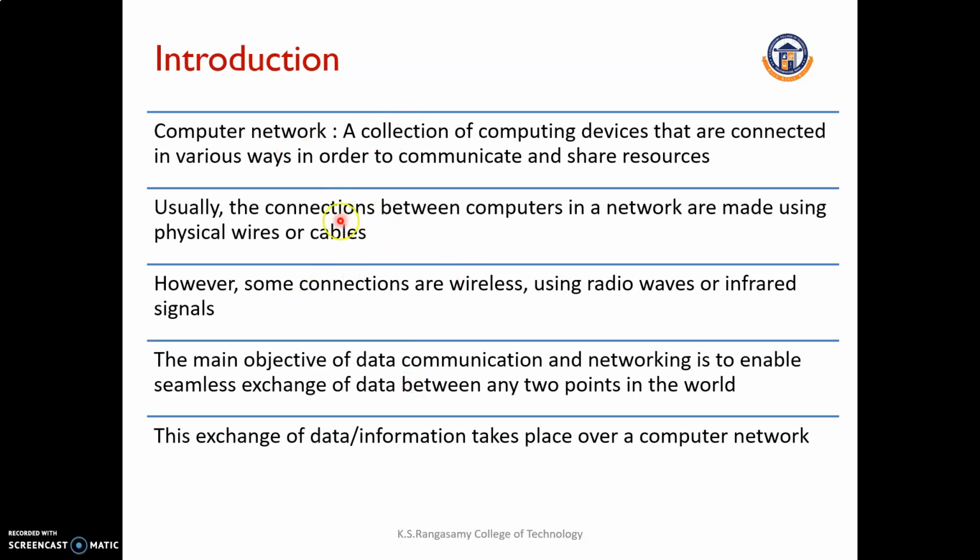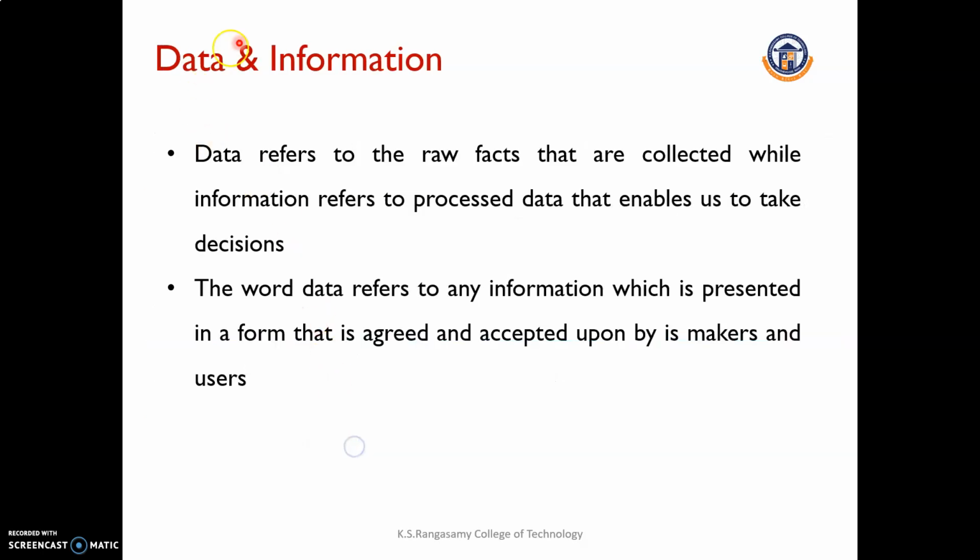What is a computer network? A collection of computing devices that are connected in different ways in order to communicate and share the information. Usually the connections between computers in a network are made using physical wires. However, some connections are wireless, using radio waves or IR signals. The main objective of data communication networking is to enable seamless exchange of data between any 2 points. The exchange of data or information takes place over a computer network.